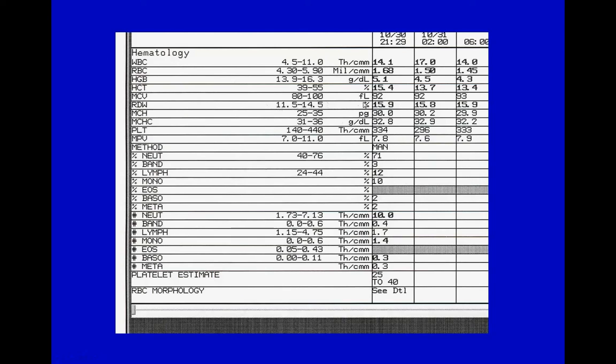And this tells us that the width of those red blood cells, they're a little bit wider than they normally should be. Remember, this was red cell or reticulocyte distribution width.